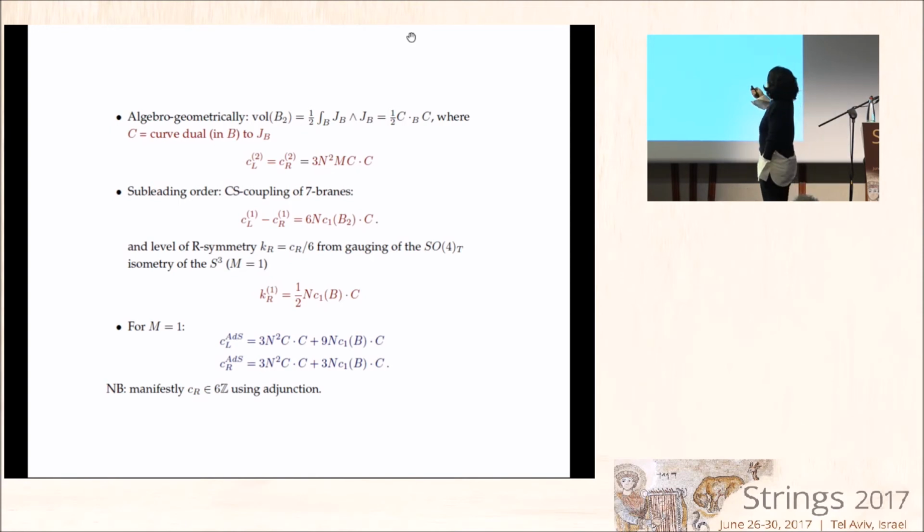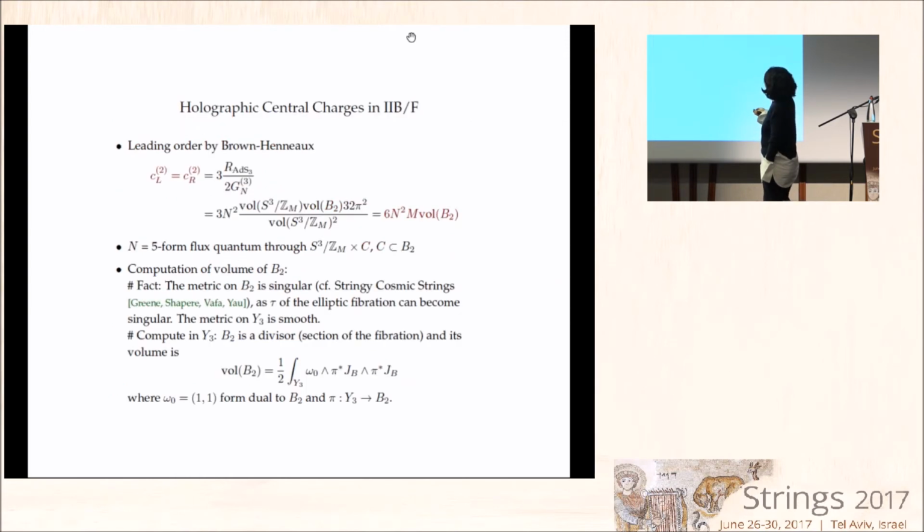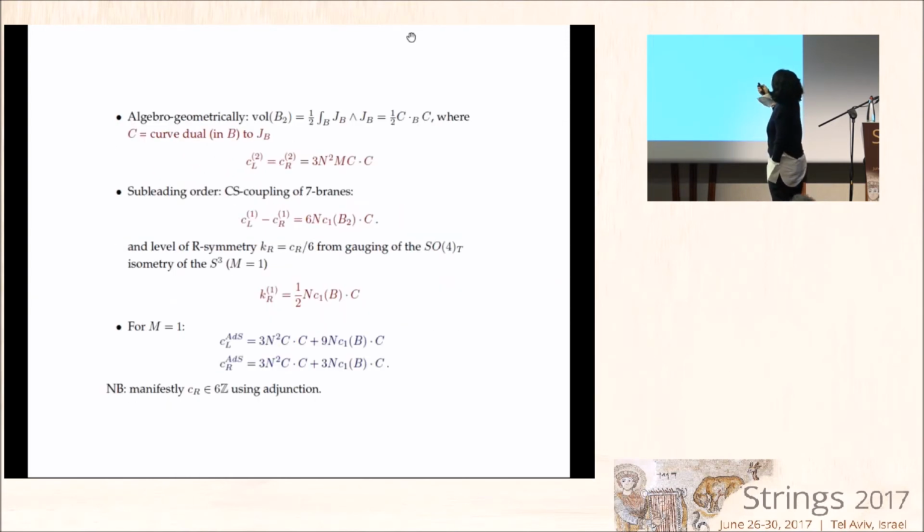Now, following this up, I can simplify this expression further, using that this is the section, and then it's just the integral over b_j wedge j. And now j is dual to a curve in the base, so you can think of this indeed as just half c dot c in the base. So then the central charge at leading order is 3n squared m times c dot c. Okay, so that was just the warm-up.